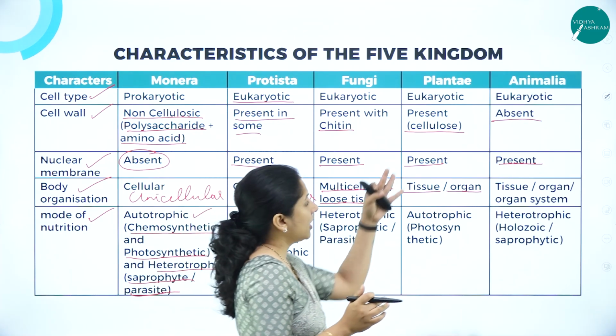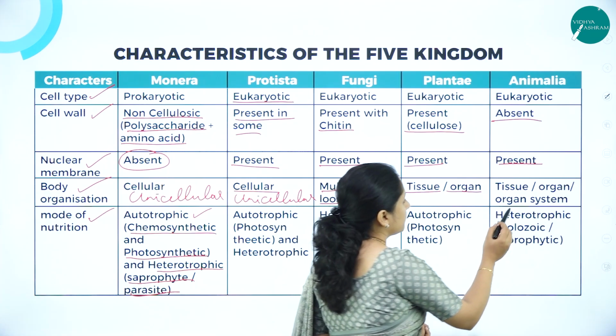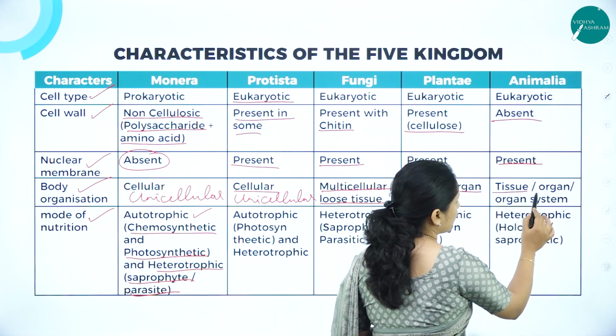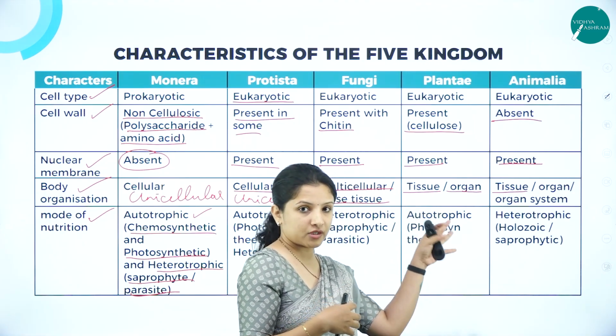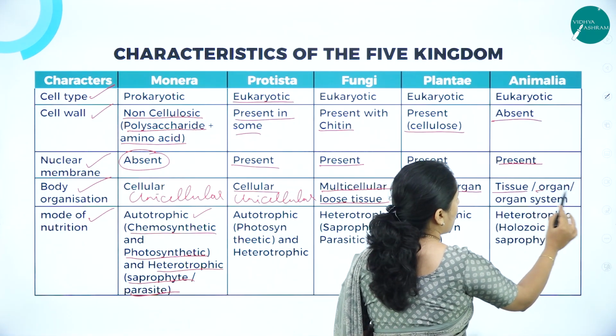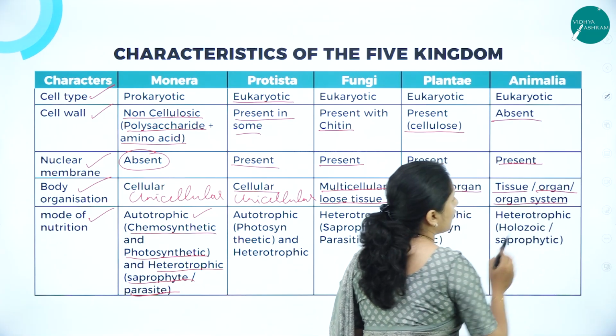These do not have. And talking about animals, here if you can see they have tissue level of organization, group of tissues, that is they are multicellular, group of cells form a tissue, group of tissues will form an organ and group of organs will form the organ system.